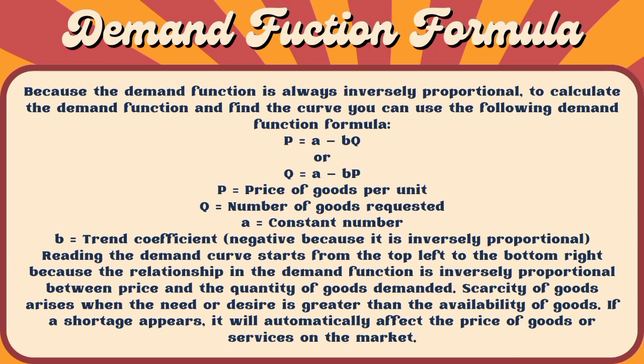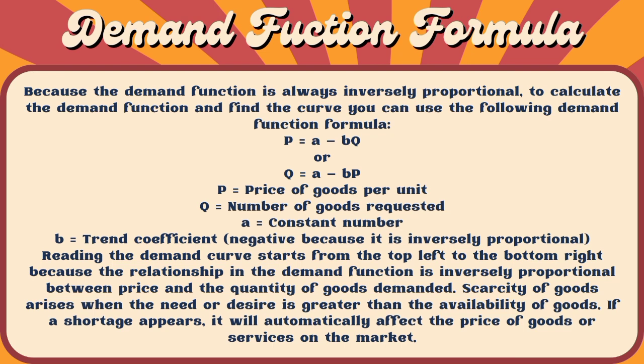Demand function formula. Because the demand function is always inversely proportional, to calculate the demand function and find the curve, you can use the following demand function formula. P is A minus BQ, or Q is A minus BP. P is the price of goods per unit. Q is the number of goods requested. A is a constant number. B is the trend coefficient, which is negative because it is inversely proportional.